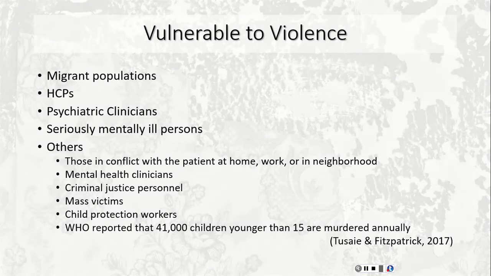So populations most vulnerable to violence include migrant populations, as I mentioned already, healthcare providers, psychiatric clinicians, seriously mentally ill persons. It might include anyone who's not getting along with the patient at home or in their neighborhood, or someone the patient might be targeting. Mental health clinicians, of course. Criminal justice personnel are also vulnerable. Child protection workers. And I found a really grim statistic. The World Health Organization reported that 41,000 children younger than 15 are murdered annually.